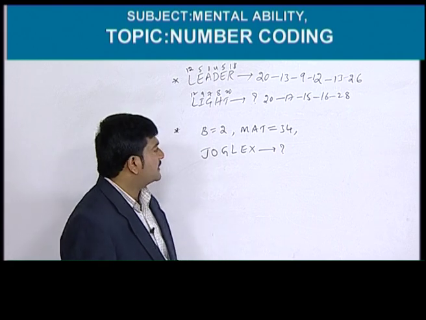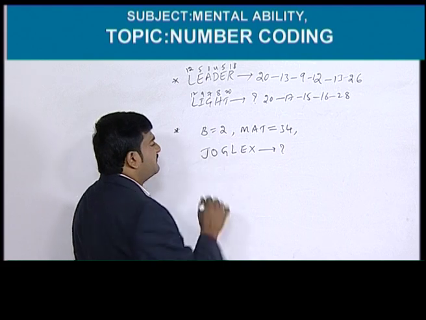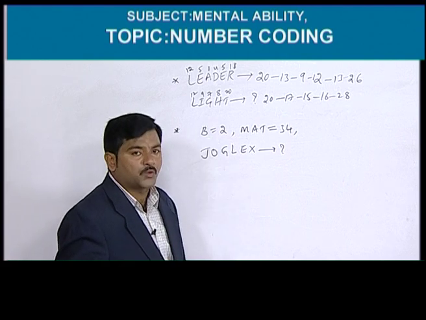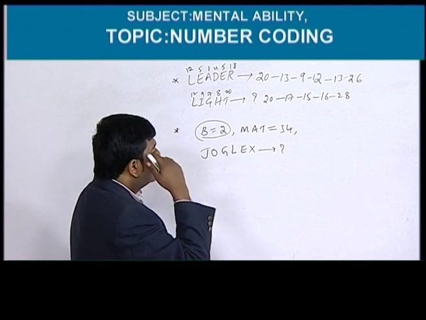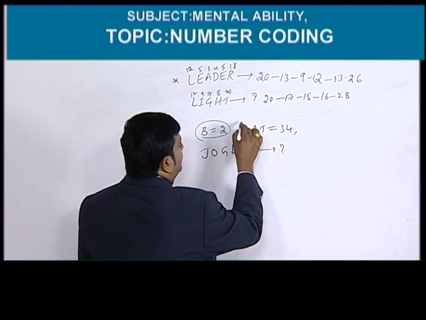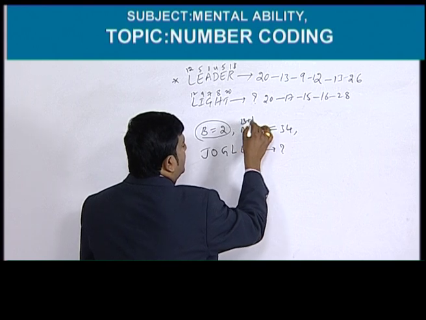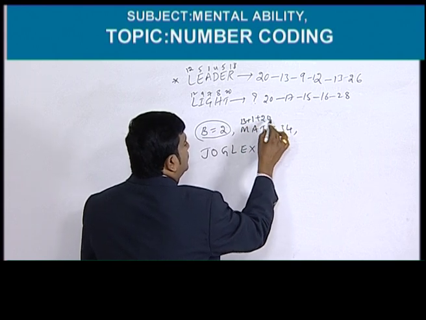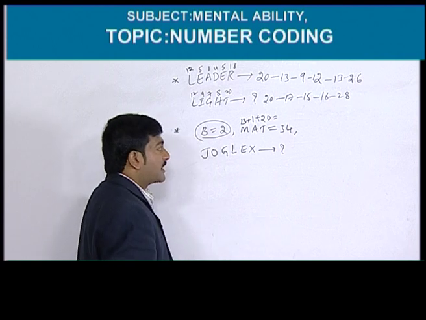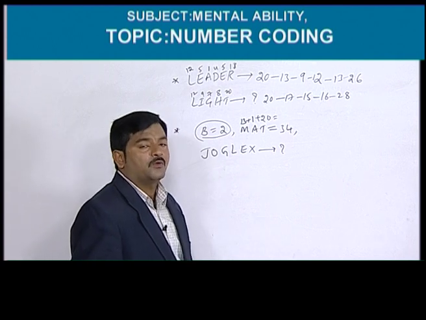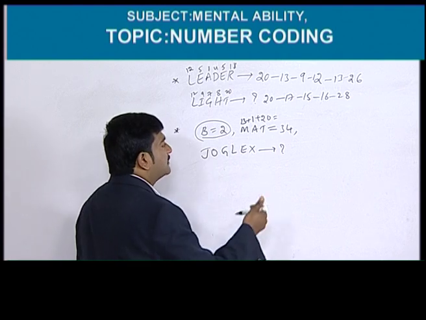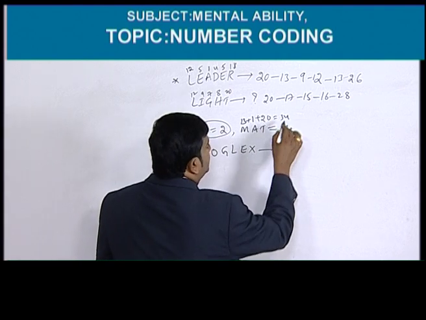Okay, see, by observation, simply we can say B means what here? 2. Okay, he assigned 2 for this B. What about MAT? M means, everybody knows, 13. A means 1. T means 20. Add all these numbers. Are we getting 34? Yes. 13 plus 1, 14. 14 plus 20, I am getting 34. Hence, what does it mean?